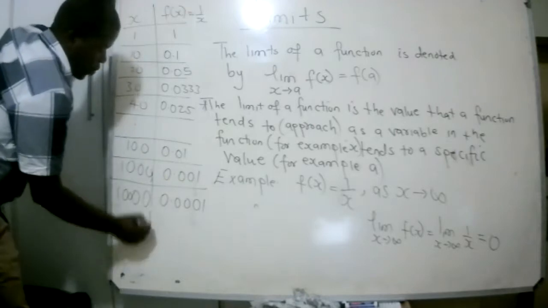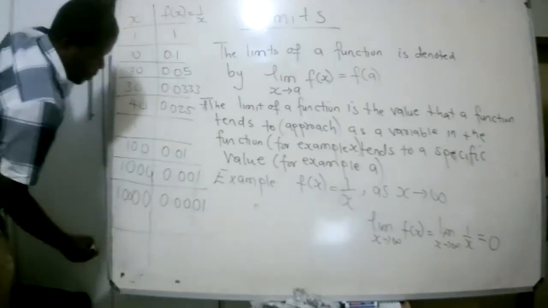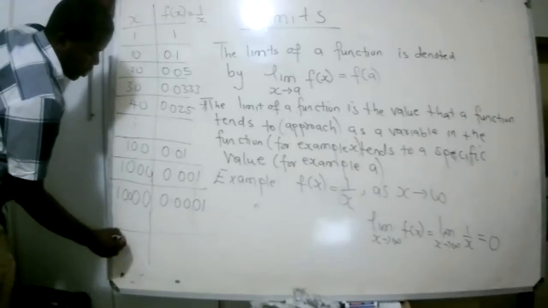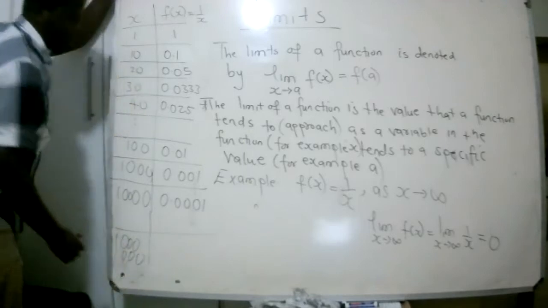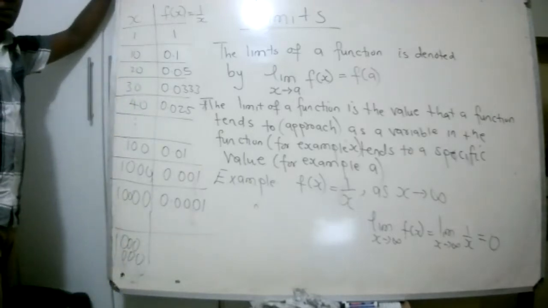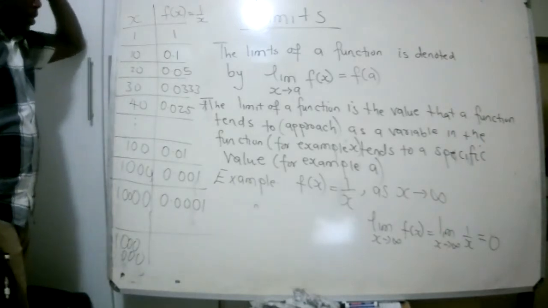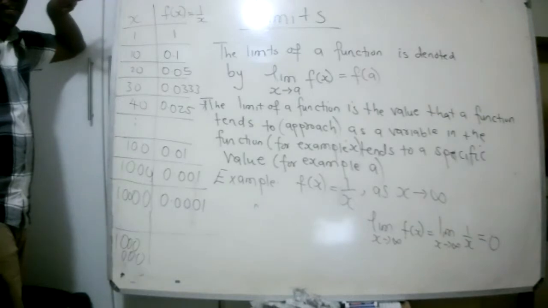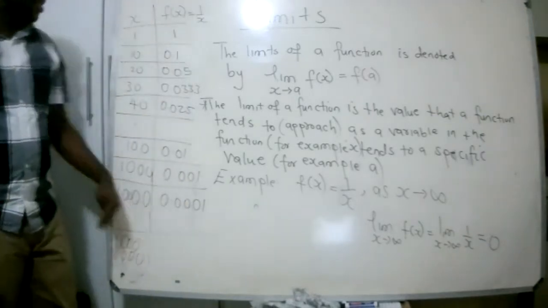So now, we can predict with what we have here. What do you think we're gonna get if we substitute 1 million? What do we get if we substitute 1 million? 0.0000, so there are many zeros. You see that? Yes. So let's see a trend here.